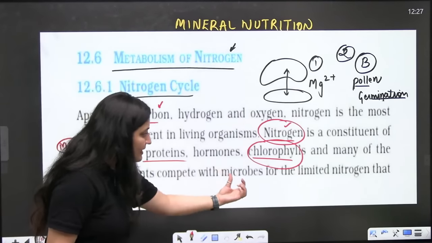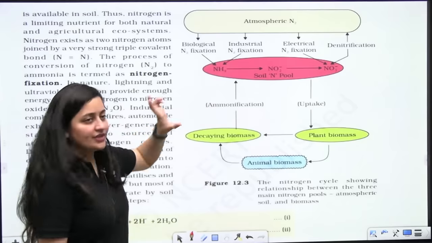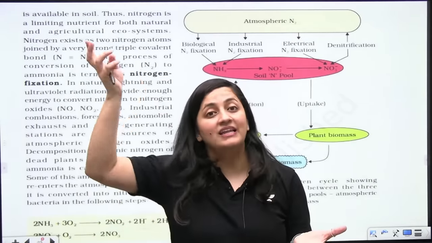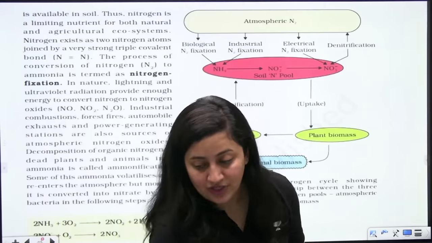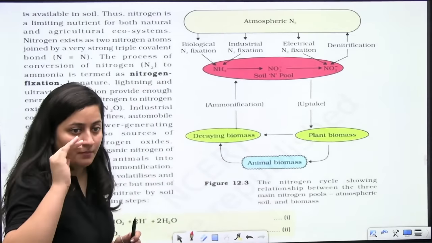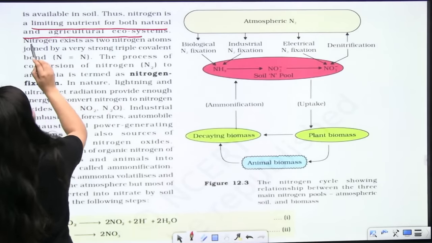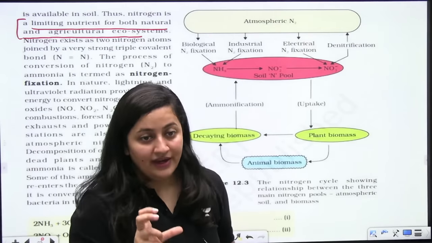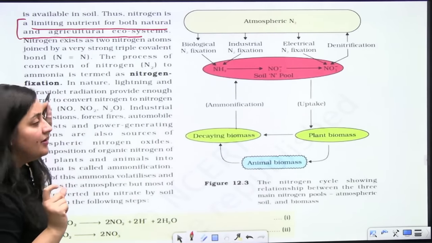Plants compete with microbes for the limited nitrogen available in the soil. One question can come from this part. Whenever you talk about nitrogen fixation, there are different ways. Even from lightning, nitrogen comes. But what we have to focus on majorly is biological nitrogen fixation. Nitrogen is a limiting nutrient for both natural and agricultural ecosystems. This is what you need to keep in your head: it is a limiting nutrient, not available in very large quantity.